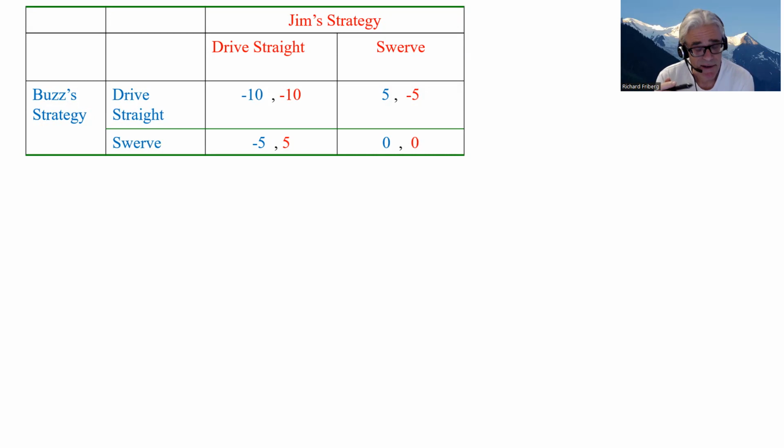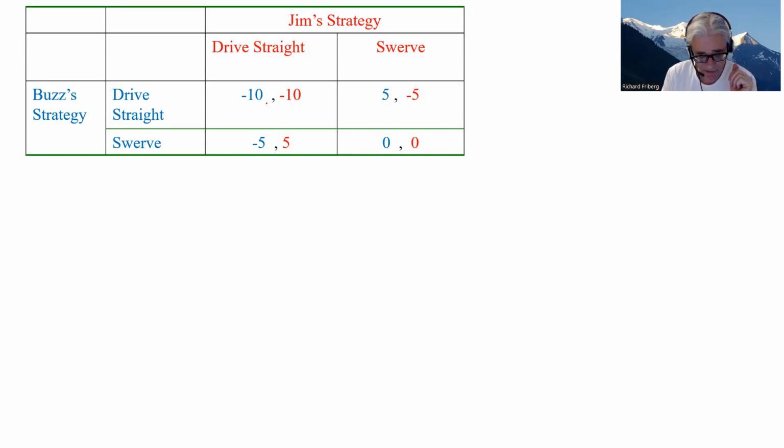So the payoffs are dependent, of course, on their own strategy. Taking Buzz's stand here, on Buzz's strategy, driving straight or swerving, and on Jim's strategy, driving straight or swerving. So if both drive straight, bad outcome here. We parameterize that, we set the number to -10 here. We could think of larger negative numbers, but of course, in this kind of setting, it's only the ranking that matters. So they both crash here.